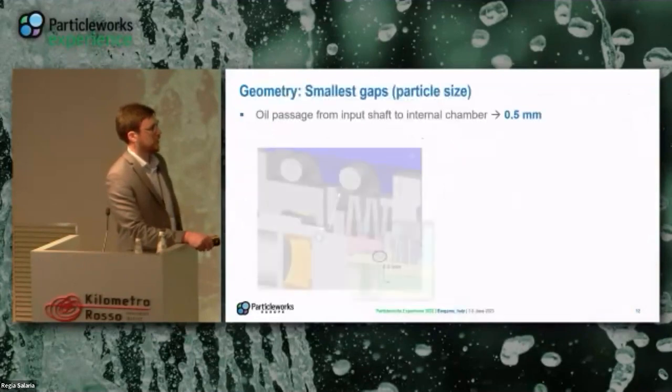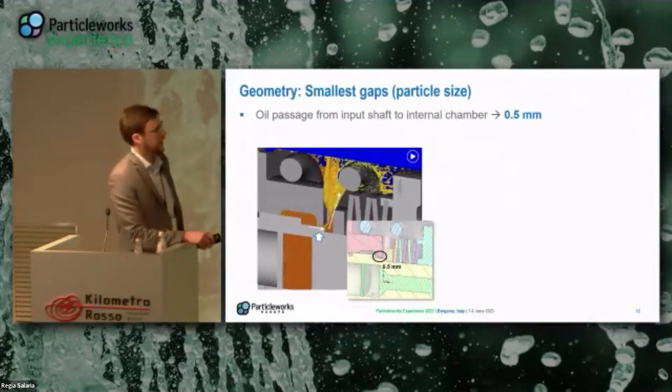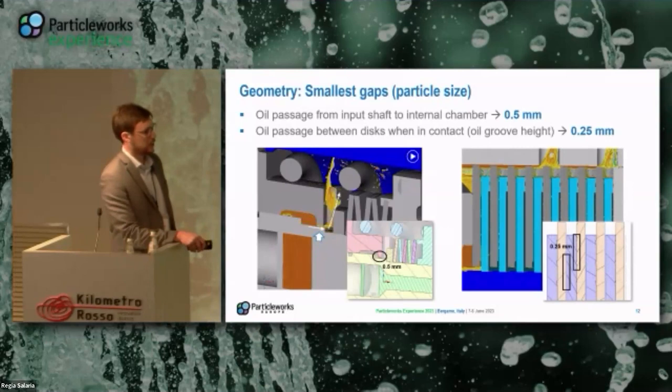So just some consideration about particle size. You know that when you decide particle size, you have to deal with the smallest gap that you want to study. In this case, the smallest gaps are located here. So the connection between the annular chamber: oil goes through the annular chamber and goes out from this small gap, and then it goes out radially. This gap is 0.5 millimeters. The other limitation, we said, is the 0.25 millimeters space in the grooves when the disks are in contact. So our limitation for particle size becomes 0.25 millimeters, quite small.